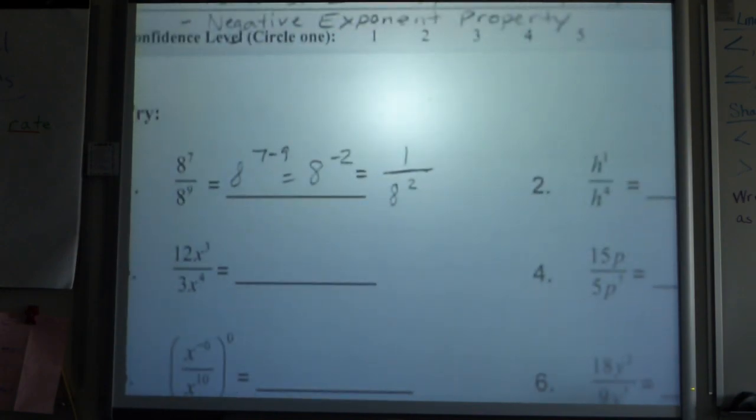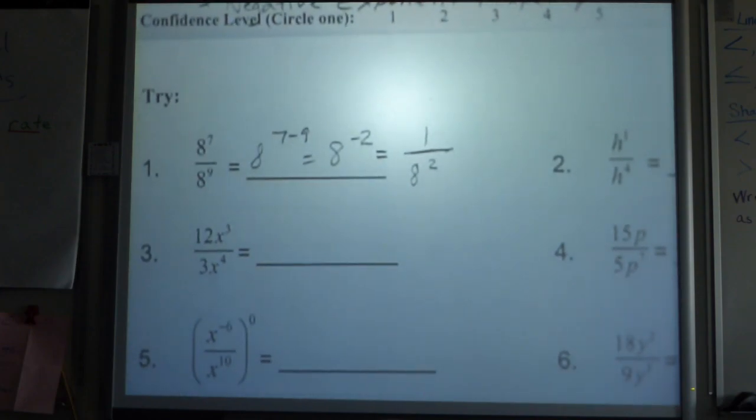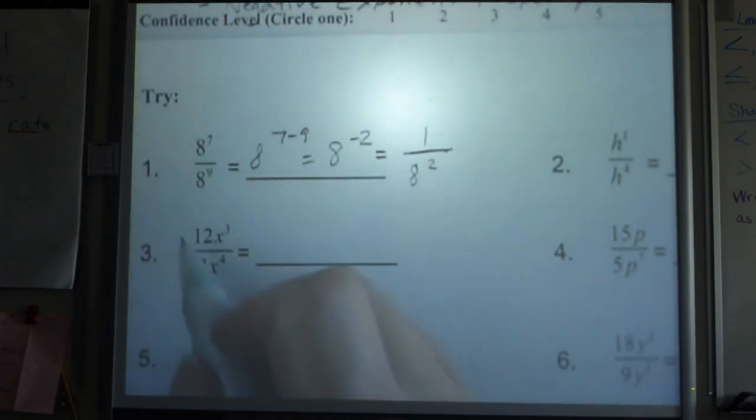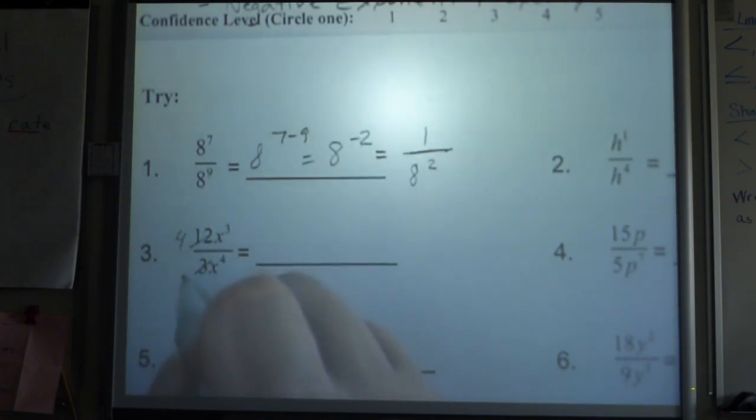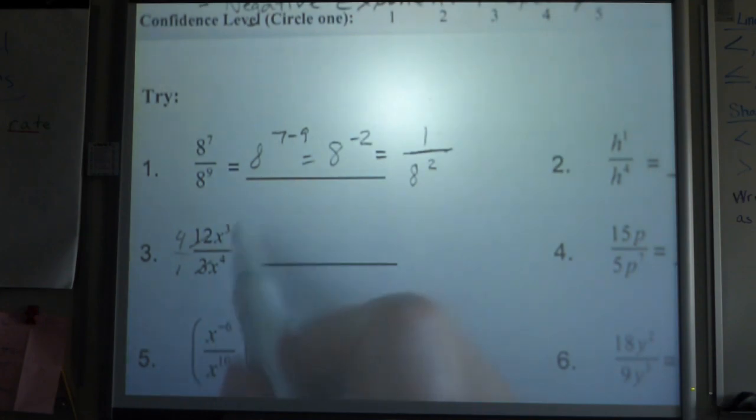Okay, we're going to do the odds. Number 3, we have 12 thirds. These are both divisible by 3, right? 12 divided by 3 gives us 4 over 1. Now I have x to the third divided by x to the fourth. This is x times x times x. This is x times x times x times x. 3 of these x's will cancel out with 3 of these x's, leaving me with how many?